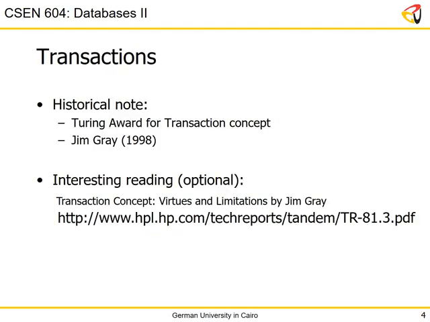Now, we have to give due respect to this whole notion of transactions, because when transactions were invented by Jim Gray, it was a major milestone in the history of computer science. In fact, he got the Turing Award for its development. And if you know the Turing Award, well, this is basically the equivalent of the Nobel Prize in computer science. I've put a link to the original paper that he wrote and for which he got the Turing Award.